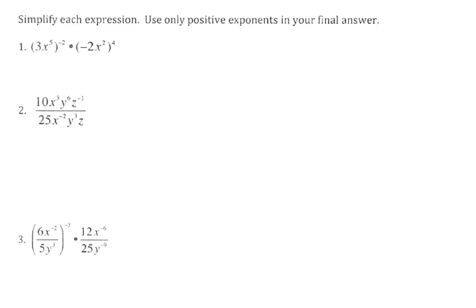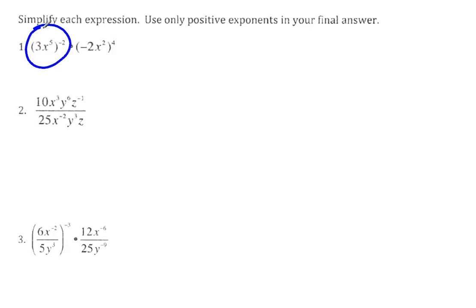Here's a review key for the 6A test. Number one, on these problems I'm going to deal with any negative exponents first. So number one, I've got this negative exponent right here.